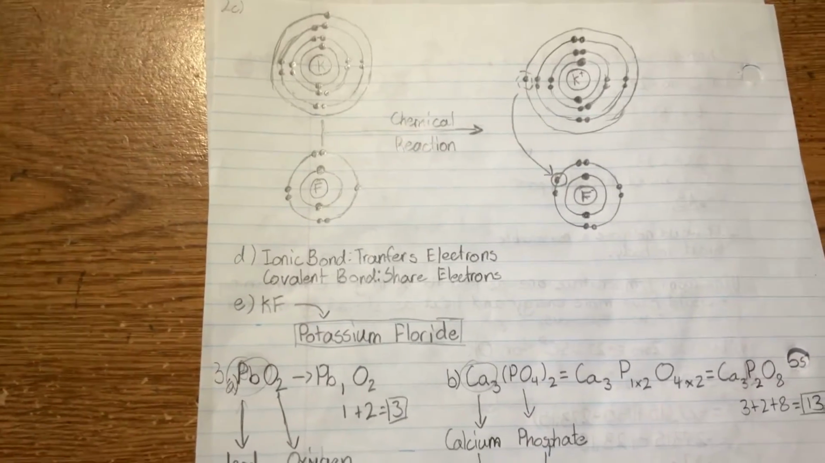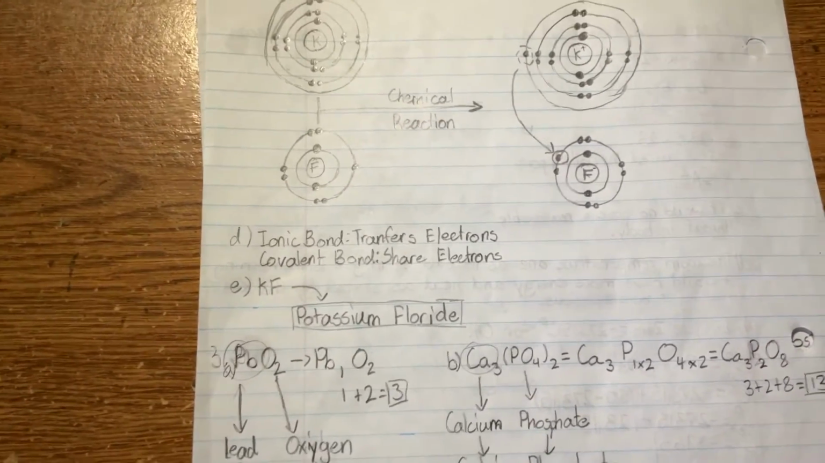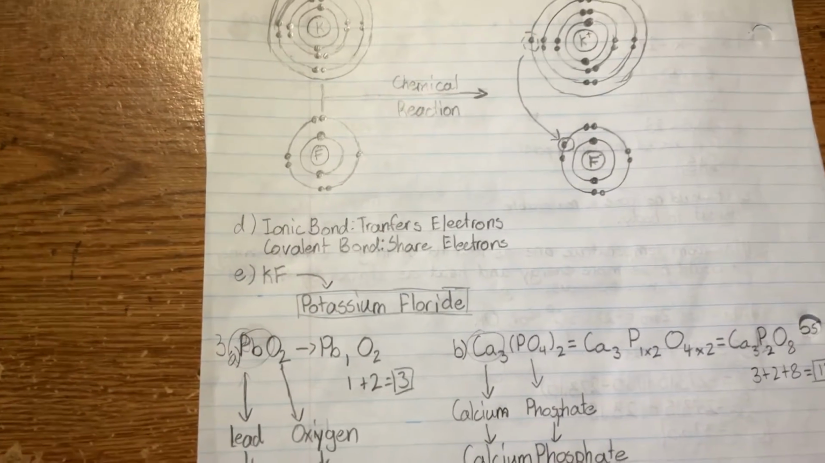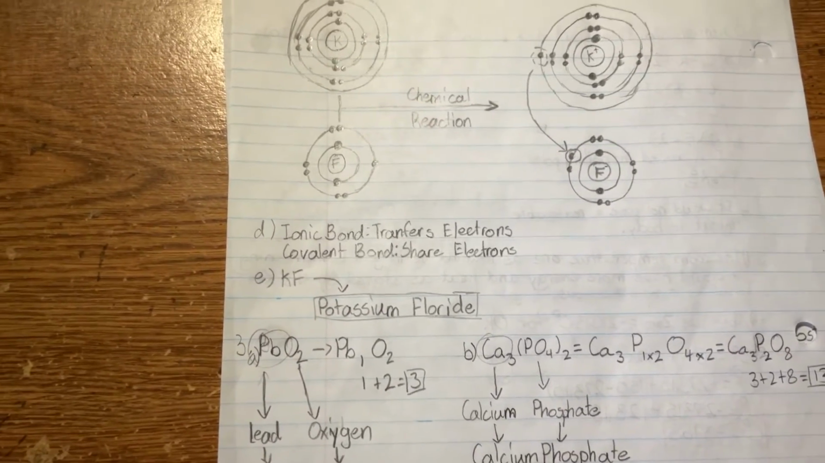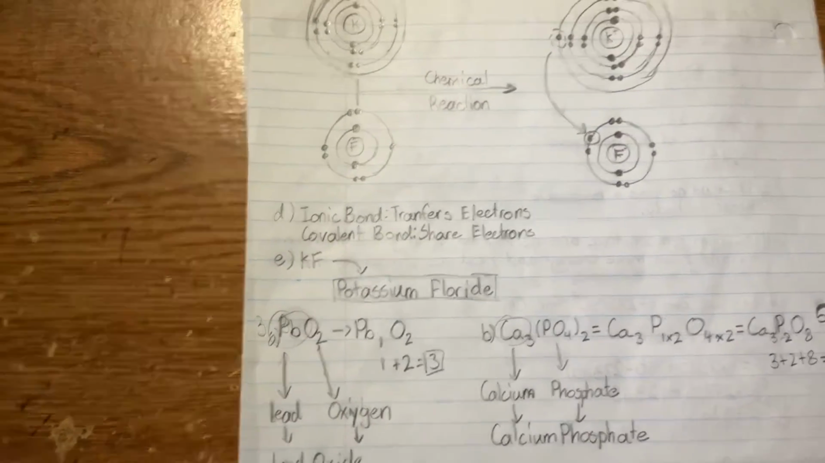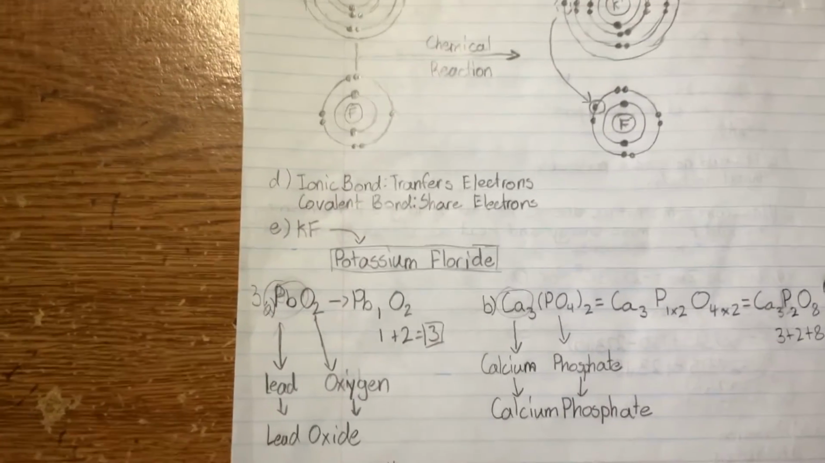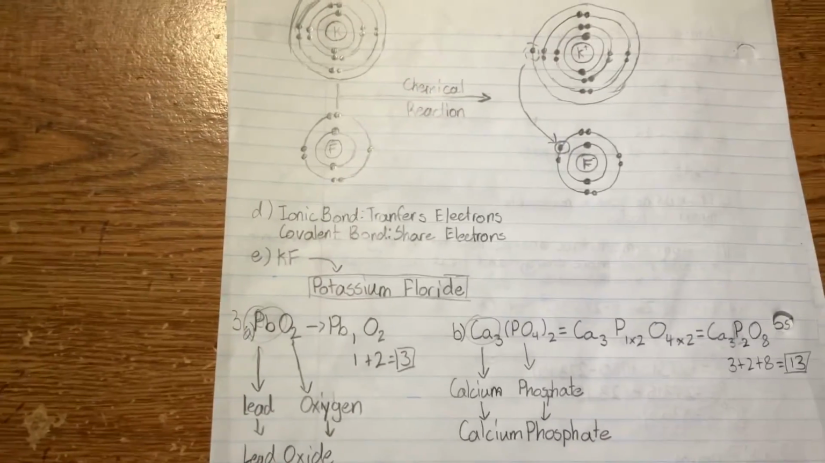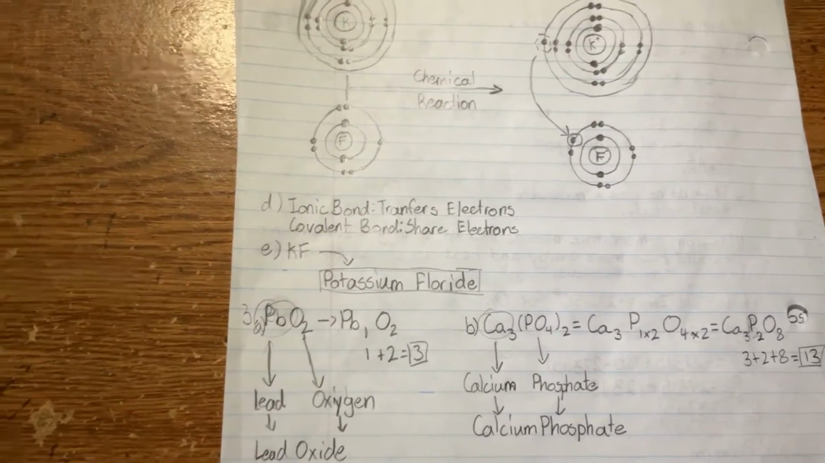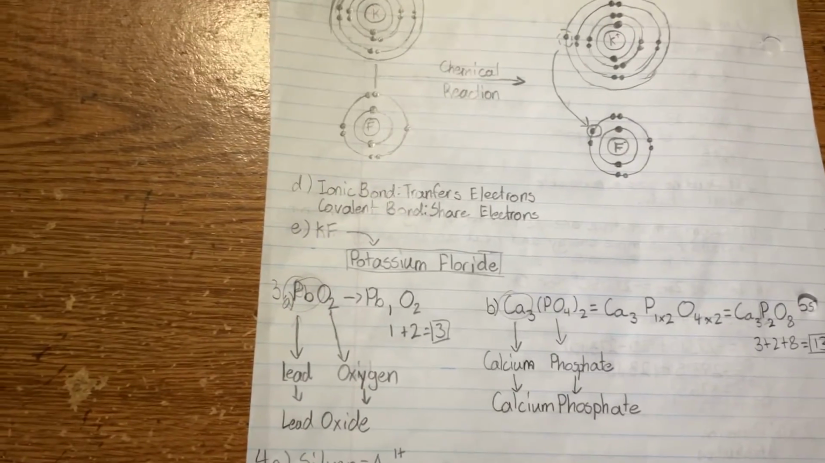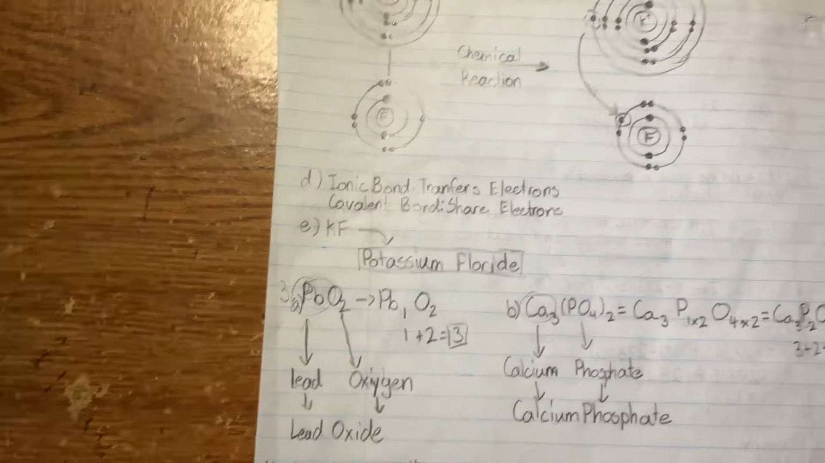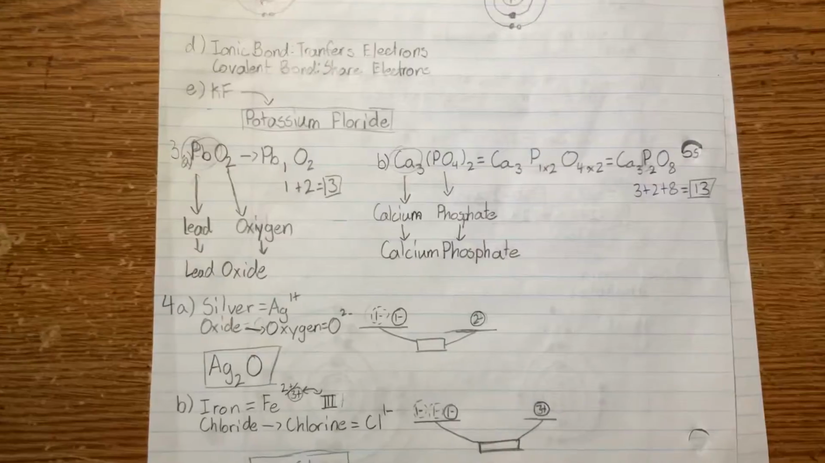For 2d, the simplest way I can explain it is that ionic bonds transfer electrons while covalent bonds share electrons. To name the compound, we simply look at the periodic table and realize that potassium is positive and fluorine is negative. Since fluorine is negative, we put that in the back, and since potassium is positive, we put it in the front, and change fluorine to fluoride.